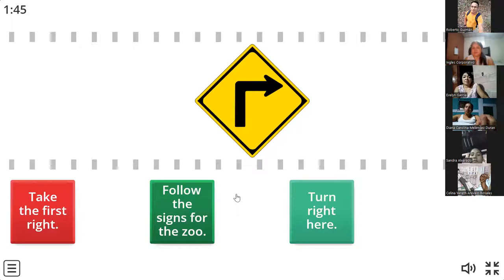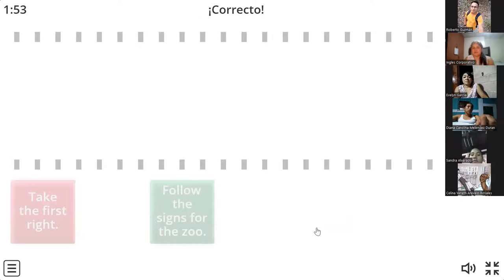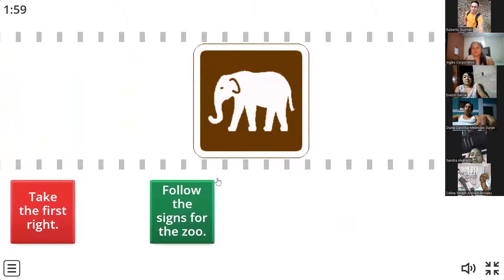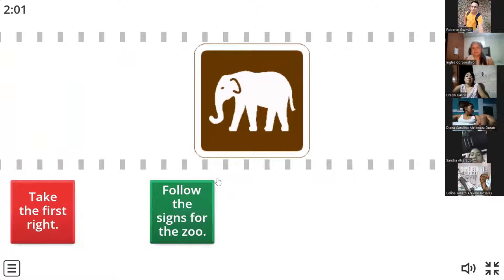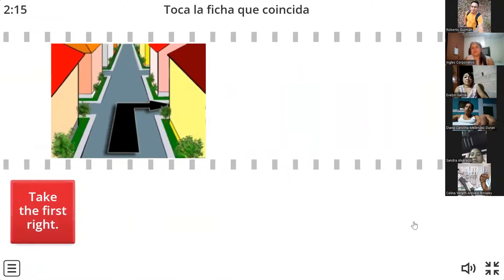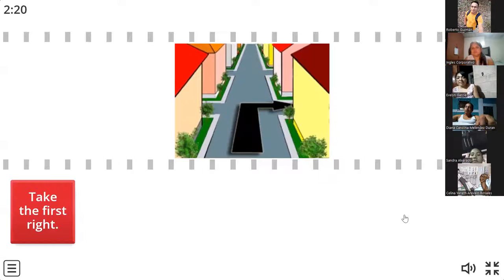Turn right here. Turn right here. Okay. Very good. The same for... Follow the signs for the zoo. Very good. And finally, take the first right. Take the first right.